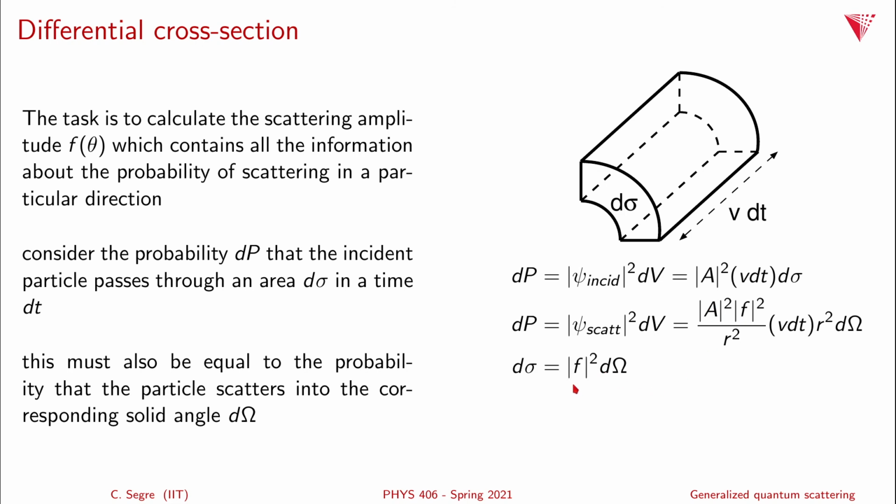Therefore, we can now calculate the differential cross-section by realizing that d sigma, which is here, if you equate these two, these are both equal to dP, the v dt cancels, and the r squareds cancel, the A squareds cancel, and you're left with f and d sigma and d omega on the other side. So d sigma is equal to f modulus squared times d omega. And therefore the differential cross-section, d sigma over d omega, is simply the scattering factor squared, or the modulus of the scattering factor squared.